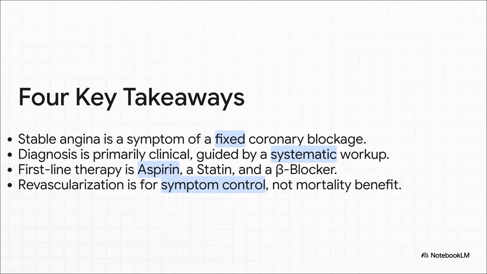Look, if you remember nothing else from this explainer, remember these 4 points. 1. Stable angina comes from a fixed blockage. 2. Diagnosis starts with the patient's story. 3. First-line therapy is that 3-drug combo: aspirin, a statin, and a beta blocker. And 4. For most stable patients, stents are for symptoms, not survival. Master these, and you have a rock-solid foundation.